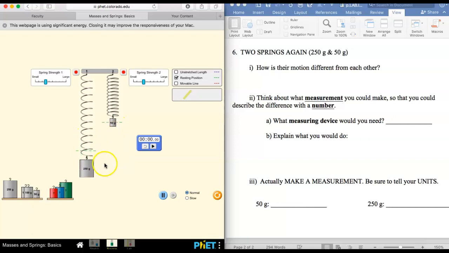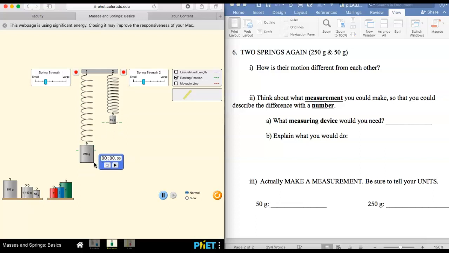So look at these two and think, which one takes more time to complete one cycle? For which one is a cycle a longer amount of time? And it's this one, the one on the left. That would take a longer amount of time. And so let's time that. Let's bring our stopwatch over. We're going to time one complete cycle.